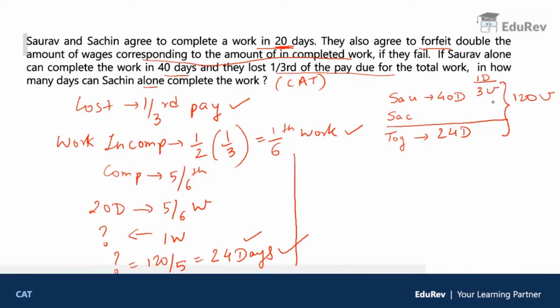Together 24 days mein 120 hota hai. So can I say one day mein these guys will do 5 units. Saurav is doing 3. Together 5 is done. So can I say Sachin will do 2 units in a day. So if Sachin does 2 units in one day, he has to do 120 units. So that will take him 60 days. So 60 days is your answer because he will take 60 days to complete the work by himself.